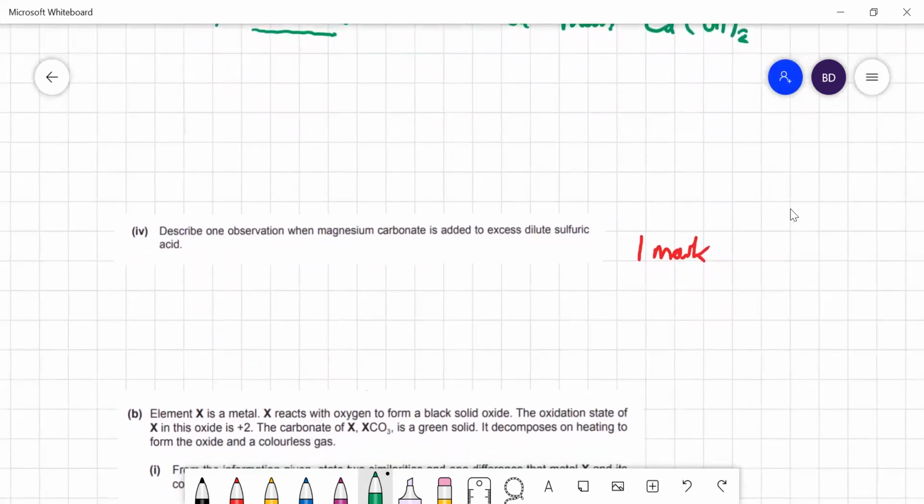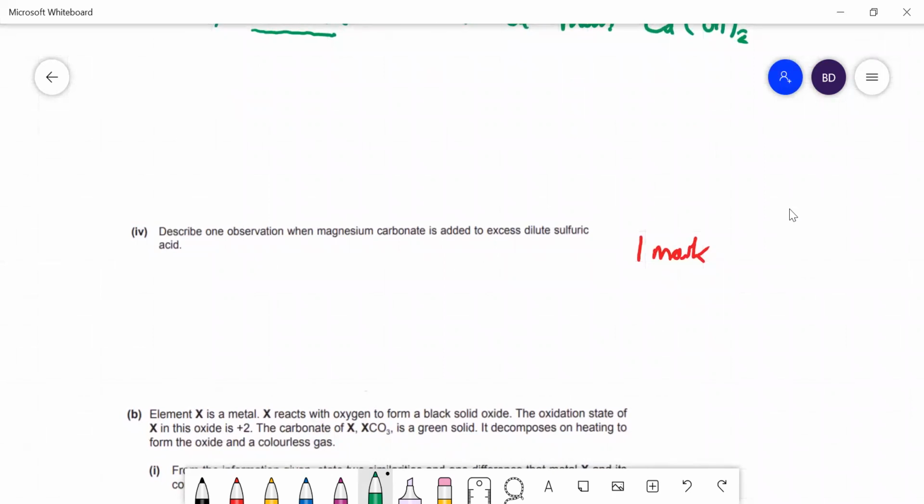Describe one observation when magnesium carbonate is added to dilute sulfuric acid. If you added any carbonate to an acid, you are going to get CO2 release, so you're going to see effervescence or fizzing, and that's the observation you're going to get. Also, you're going to form magnesium sulfate, which is soluble. So another thing you could say is the solid dissolves.